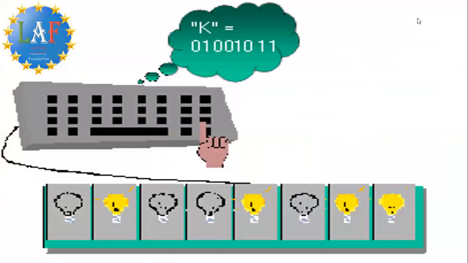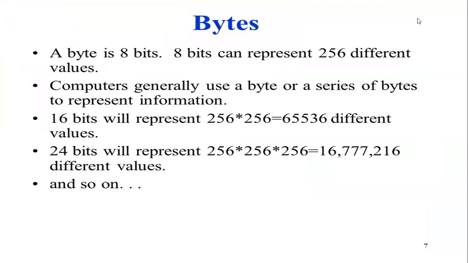Typically, the computer uses groups of 8 bits to represent a number, letter, or symbol. The alphanumeric character set is called the American Standard Code for Information Interchange, ASCII character set. Each character is uniquely encoded. A group of 8 bits is called a byte. 8 bits can represent 256 different values. Computers generally use a byte or a series of bytes to represent information.